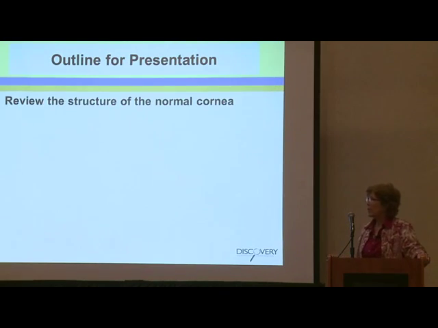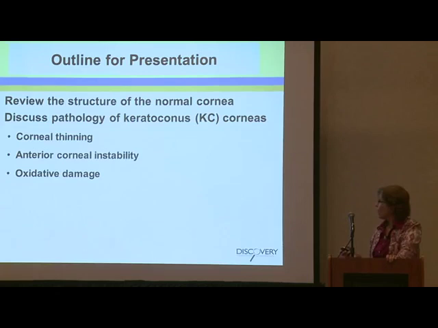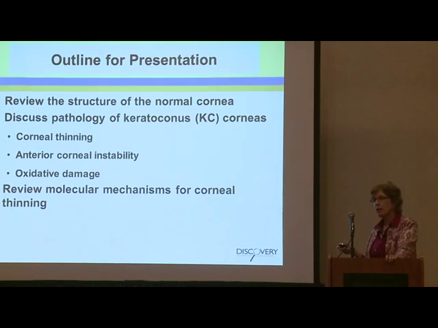So what I'm going to do today is, first of all, review the structure of the normal cornea. And then I'm going to discuss the pathology of keratoconus corneas, focusing on 3 things, because these are the 3 things that are important for keratoconus. There's corneal thinning, there's anterior corneal instability, and there's high levels of oxidative damage. Then I'm going to talk about some of the molecular mechanisms, and we're not going to get into equations or anything too complicated, but just the overall concepts.